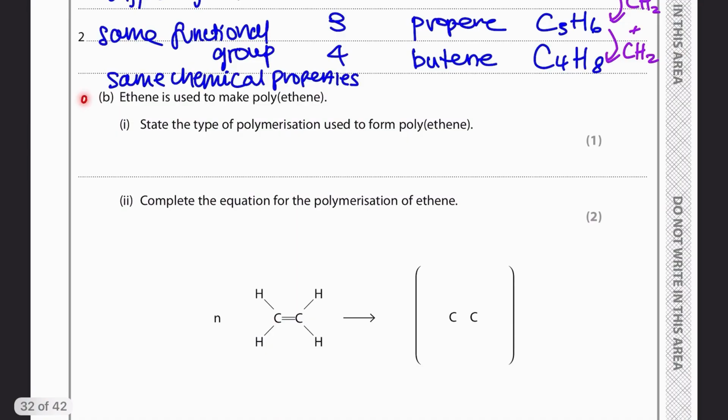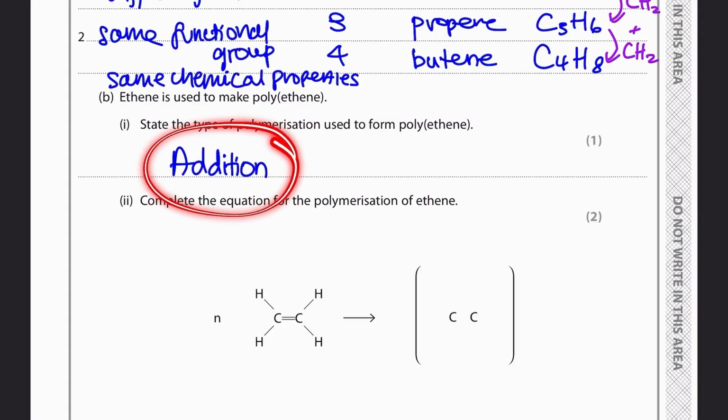Okay, next part says, ethene is used to make polyethene. State the type of polymerization to form polyethene. And if you've done your revision, you would know that ethenes can do a few different types of reactions. One of them is addition. Because it's got a double bond, imagine your arms folded up in front of you, like right here. It can open up. If you open up your arms, you can then go on to hold on to something new with each of your hands. And that is the addition reaction of an ethene.